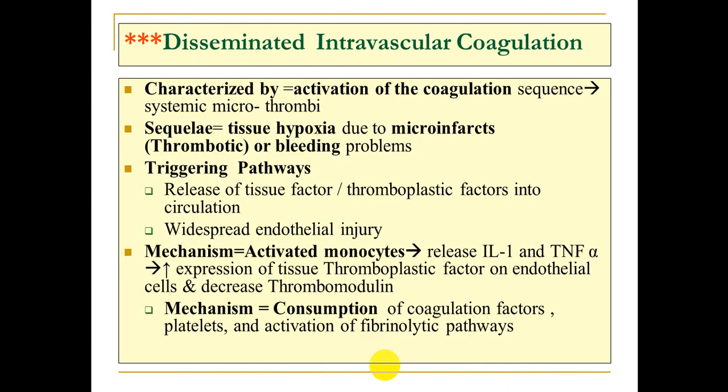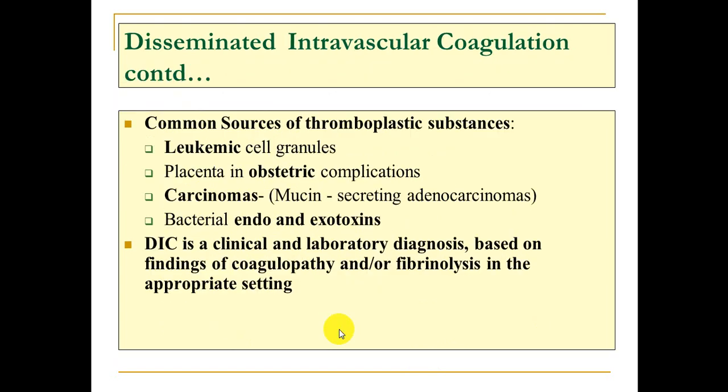The last topic is DIC. DIC is disseminated intravascular coagulation, characterized by activation of the coagulation sequence, with sequelae of tissue hypoxia and microinfarction that affect major organs of the body. So usually a patient with DIC ends with multi-organ failure. Trigger pathology: release of tissue factor, thromboplastin, widespread endothelial injury. Mechanism: activated monocyte, interleukin-1, tumor necrosis factor, consumption of coagulation factors, platelets, and fibrinolytic pathway.